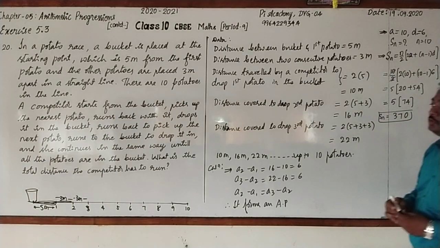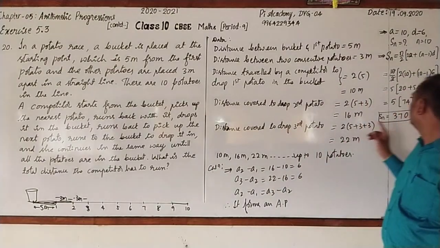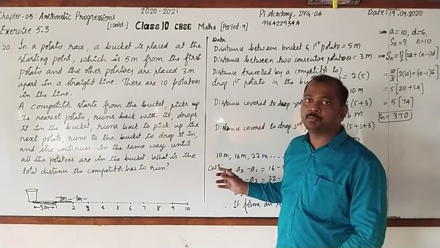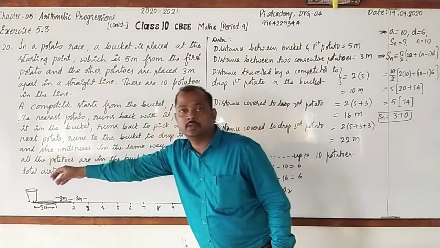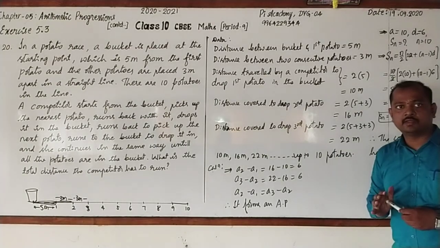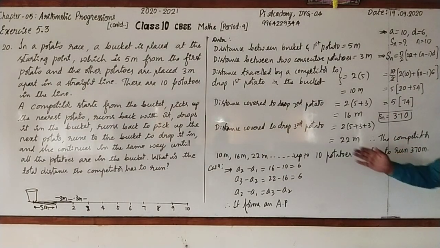That means the competitor has to run 370 meters to collect all the 10 potatoes and put them in the bucket or dustbin. Clear? So let us write the conclusion. Therefore, the competitor has to run, how much distance? It is 370 meters. Clear? Yes. Please go for copying from there to here.